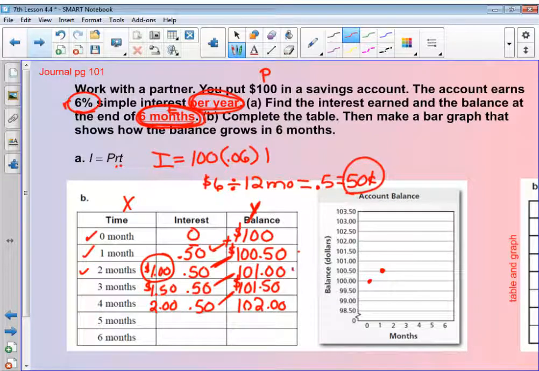I'm at $101. So over to 2 up to 101. So you're going to continue in that fashion. So go ahead, pause your video, finish out months 5 and 6, and finish the graphing in your book on page 101, and then check back to check your answers.